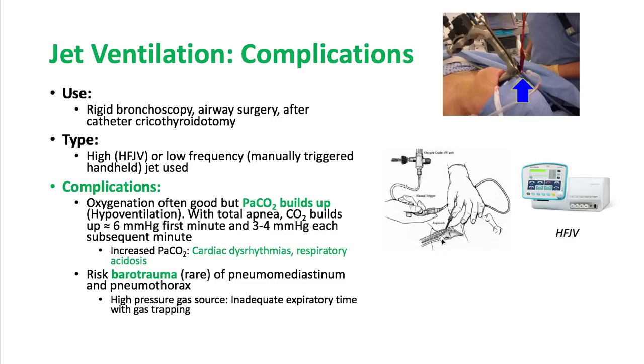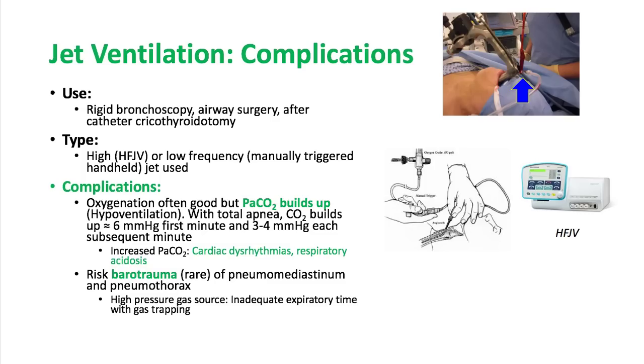Now, there's some complications of jet ventilation, which is the keyword topic. One is that oxygenation is often good during jet ventilation, but the PaCO2 builds up as hypoventilation ensues. If a patient's apneic, totally apneic, the CO2 tends to build up about 6 millimeters of mercury the first minute and 3 to 4 millimeters of mercury each minute thereafter.